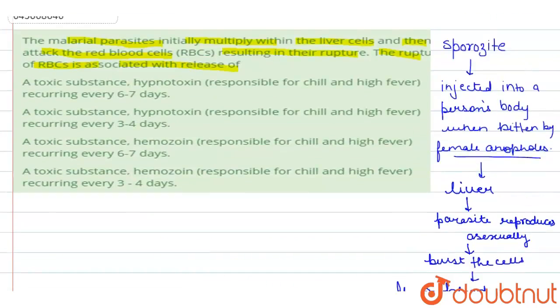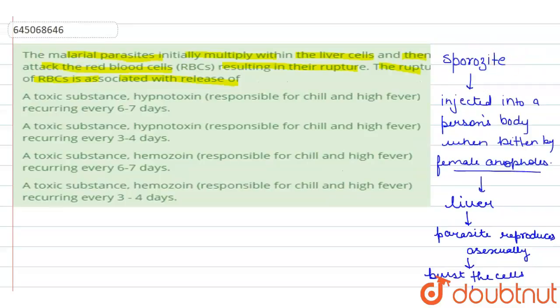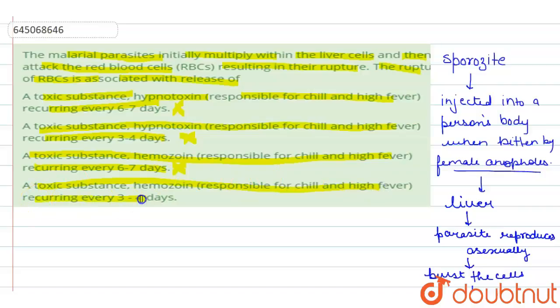So now if we go back to the options, option number 1 says a toxic substance, hypnotoxin, responsible for chill and high fever occurring every 6 to 7 days. So this is wrong. A toxic substance, hypnotoxin, responsible for chill and fever occurring every 3 to 4 days. This is also wrong. A toxic substance, hemozoin, responsible for chill and fever recurring every 6 to 7 days. This is also wrong. A toxic substance, hemozoin, responsible for chill and high fever recurring every 3 to 4 days. So yes, this is correct.